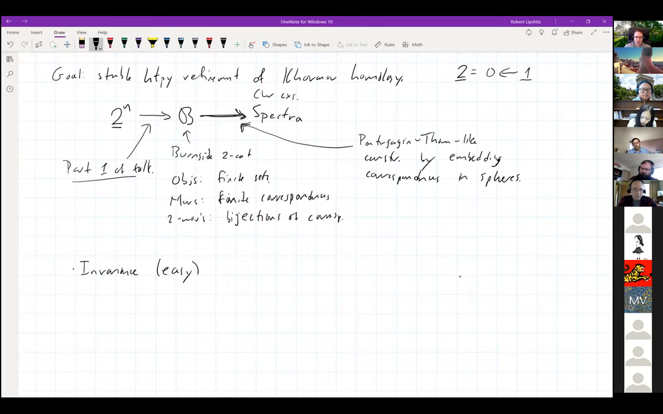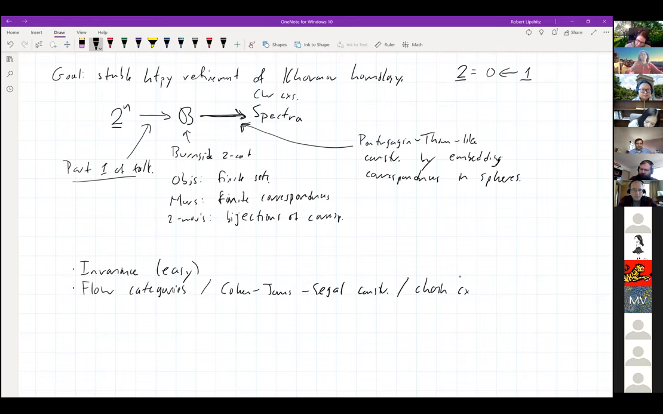I want to connect this to the earlier construction we gave. So just a brief sketch of the connection there in terms of flow categories, slash the Cohen-Jones-Segal construction, slash chain complexes of spaces. Then I'll talk a little bit about computations. I think we'll be about out of time at that point. And then with the remaining negative amounts of time, maybe I'll talk a little bit about functoriality. But again, I'm sure we'll be out of time by then. So that's just wishful thinking.